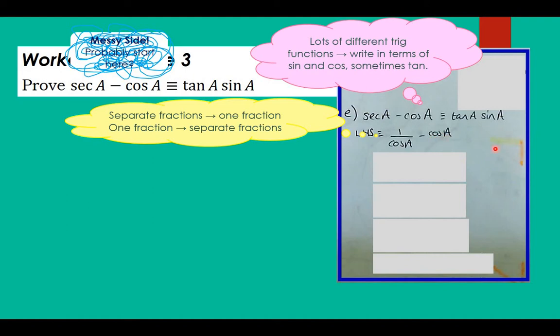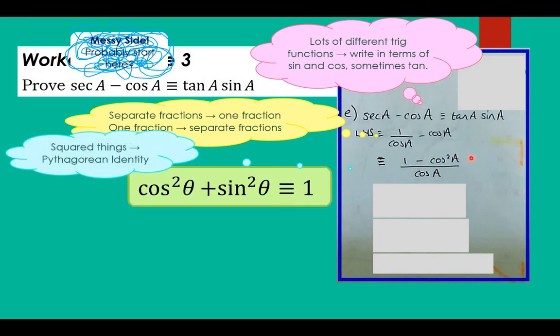Okay, so if we've got that, we then combine the fractions. If you have a single fraction, you split them up. If you have separate fractions, you combine them. So we're combining them in a subtraction. And this is what we get. We have to multiply the right term by the denominator cos. Okay. Now this should hopefully ring some bells. We've got a squared term there, and we know the lovely Pythagorean identity. So that gives us sine squared over cos.